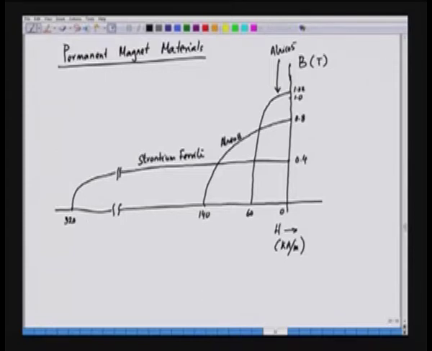Similarly, we can have barium ferrite. Barium ferrite is something like this, 0.24 here, and we will have something like 190. So, this is the curve for barium ferrite.